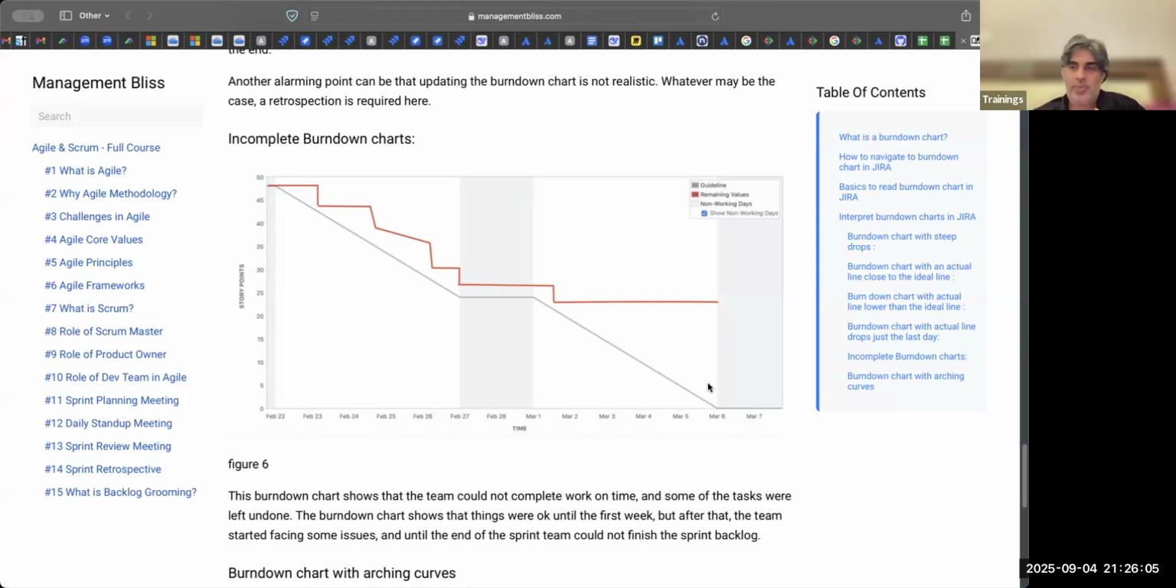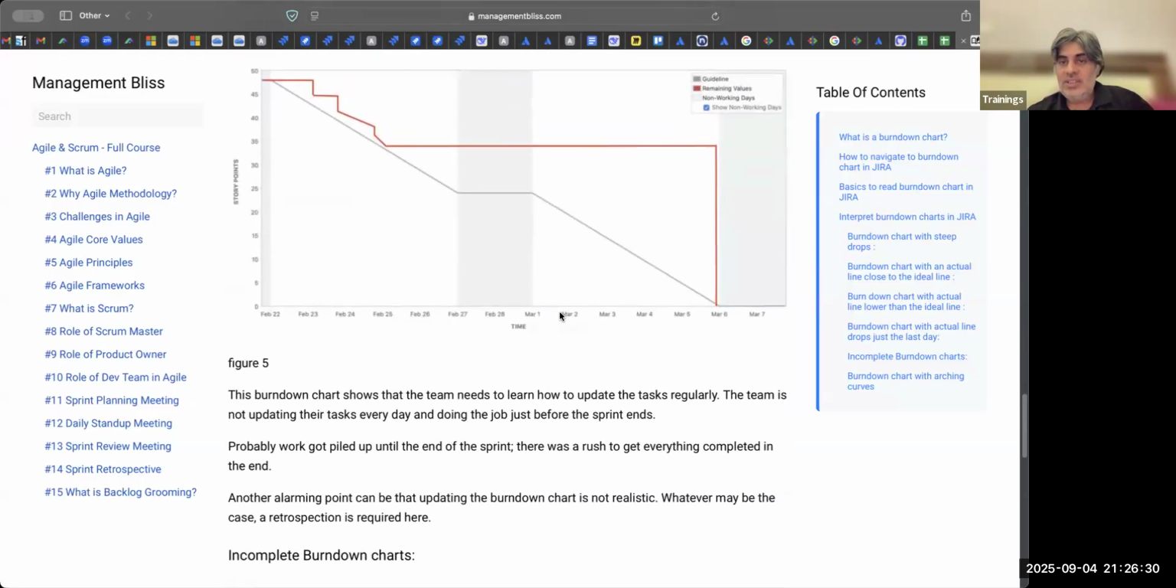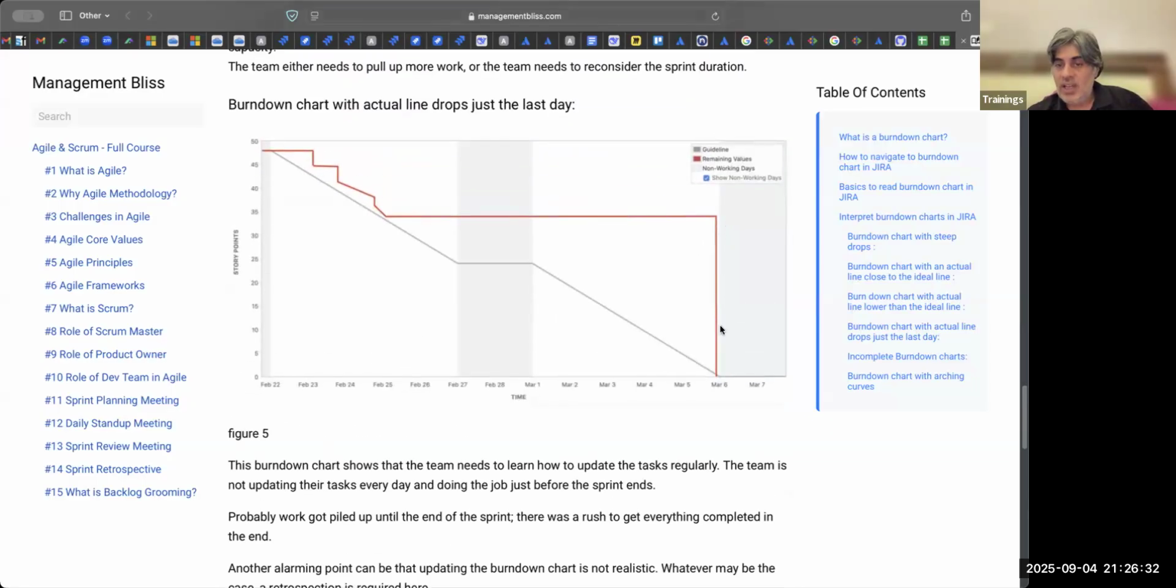Now, from an interview perspective, you have to say that you use the sprint burn down to understand how the team is progressing. It tells you on a day-to-day basis whether the team is doing enough work or not. If there are horizontal flat lines, then there could be a problem. And if there is a vertical line on the second last day or last day, it means your team is not updating its Jira tickets.